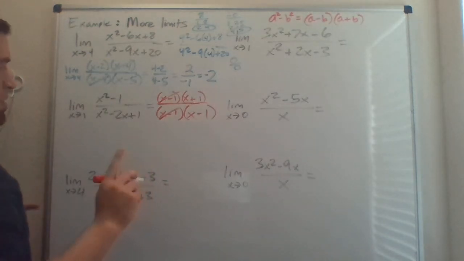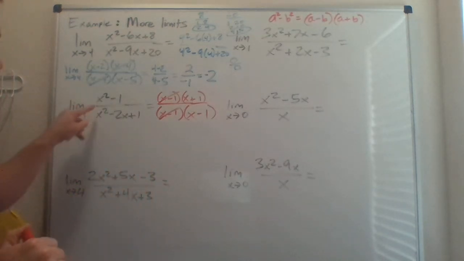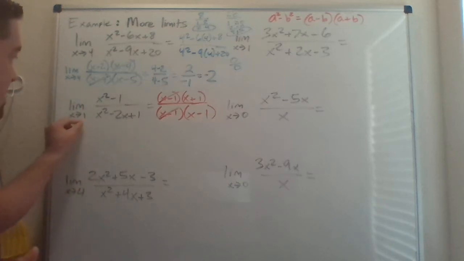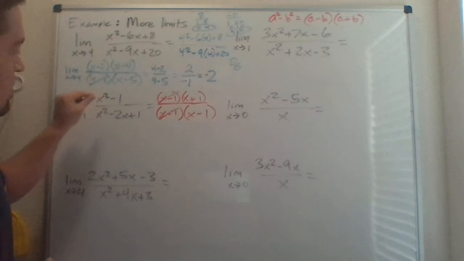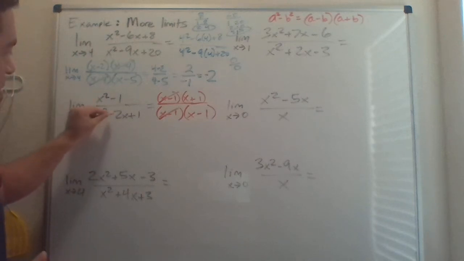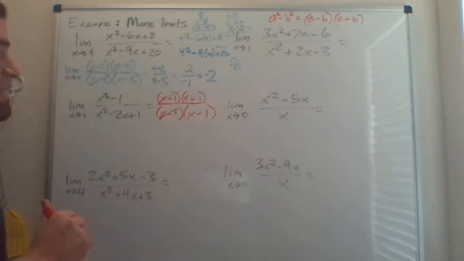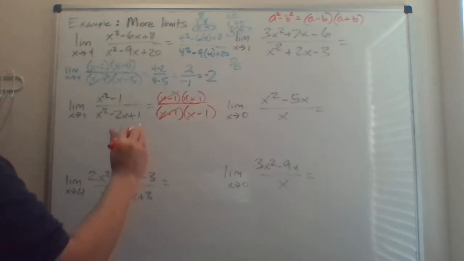And also to note, I didn't do it, but if I tried direct substitution, which is what we should do first, 1 squared minus 1 would be 0. 1 squared is 1, minus 2 times 1 is minus 2, that's negative 1. Negative 1 plus 1 is 0. It's actually an indeterminate form again. That's why we tried the factoring. Okay, I don't want to miss that point.